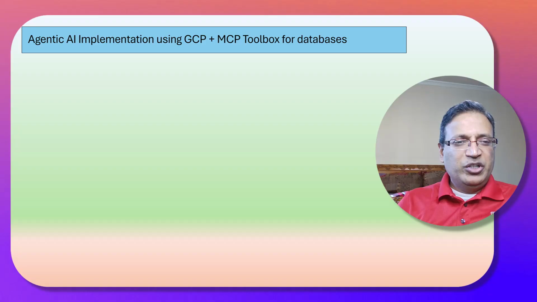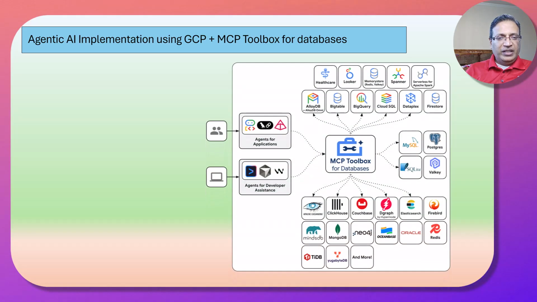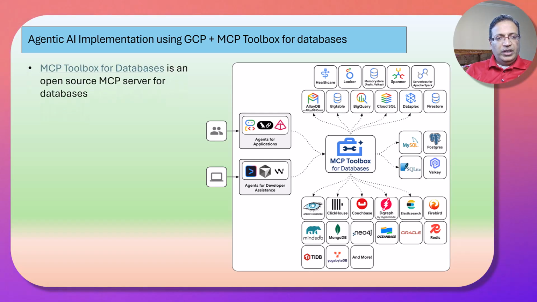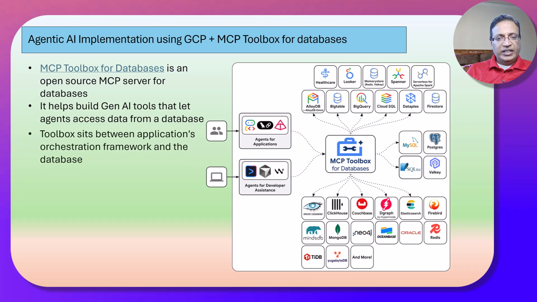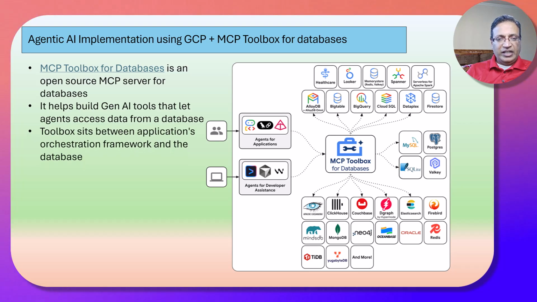In this video, I'm going to attempt to build an agentic AI application using GCP and MCP Toolbox for databases. This is the architecture of MCP Toolbox for databases. It is an open source MCP server for databases. It allows you to build Gen AI applications that connect to the database. So it is kind of a middleware that sits between your application and your enterprise database.